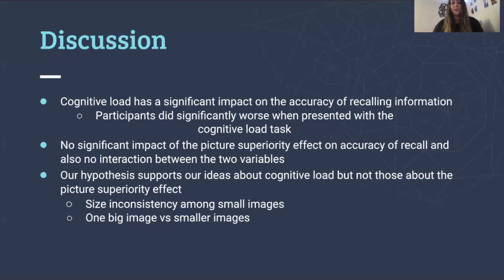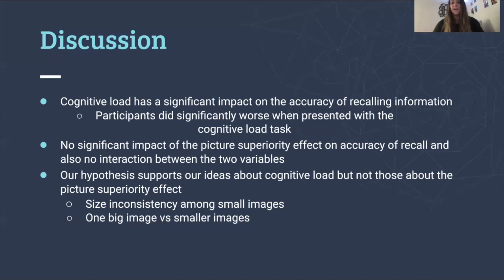And I know in a lot of literature, we see that all the images used are very consistent in size. So we thought that if one image was bigger, it may draw more attention to that, and that's why there could be some inconsistency with the mean accuracy. And then we also thought about one big image versus smaller images.